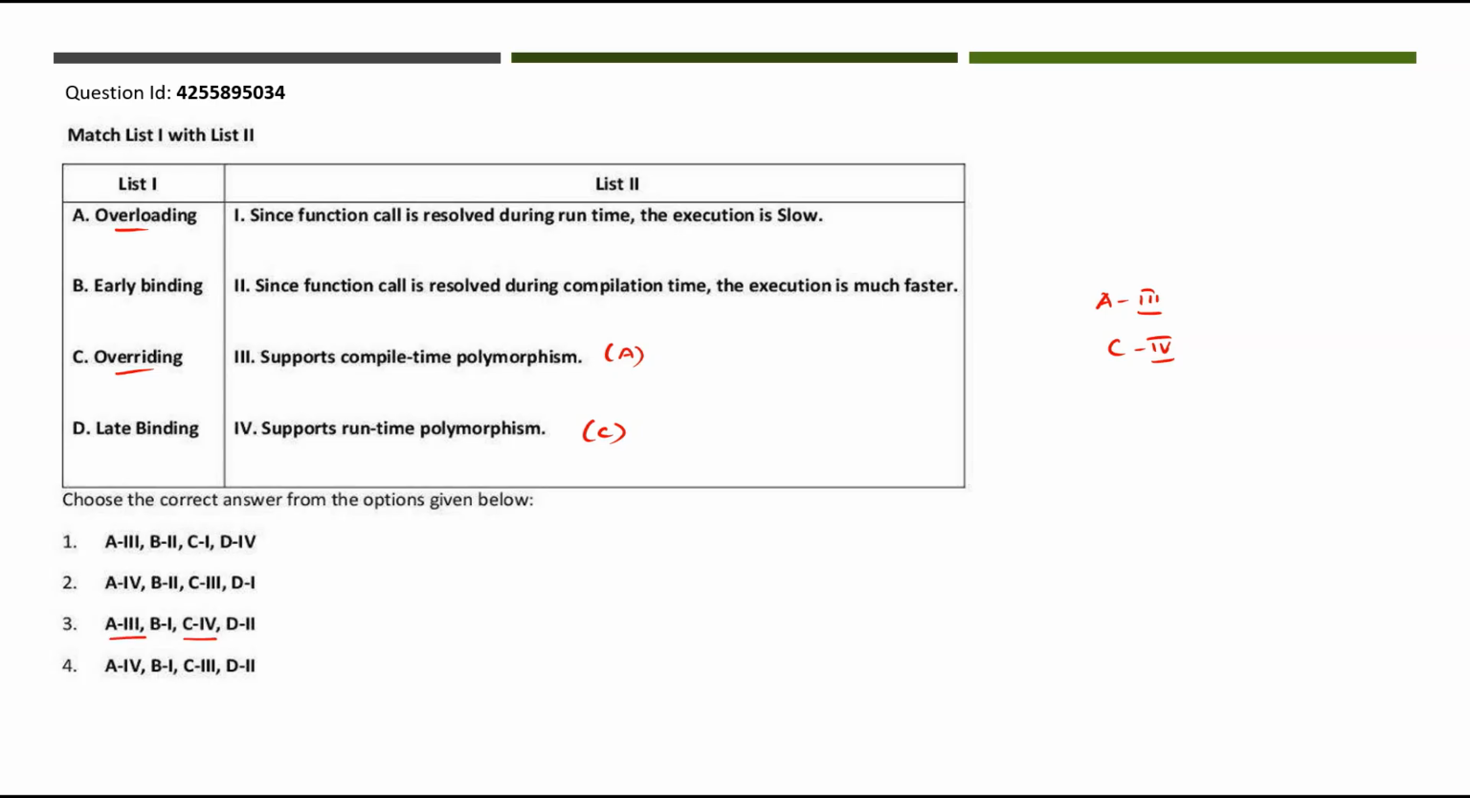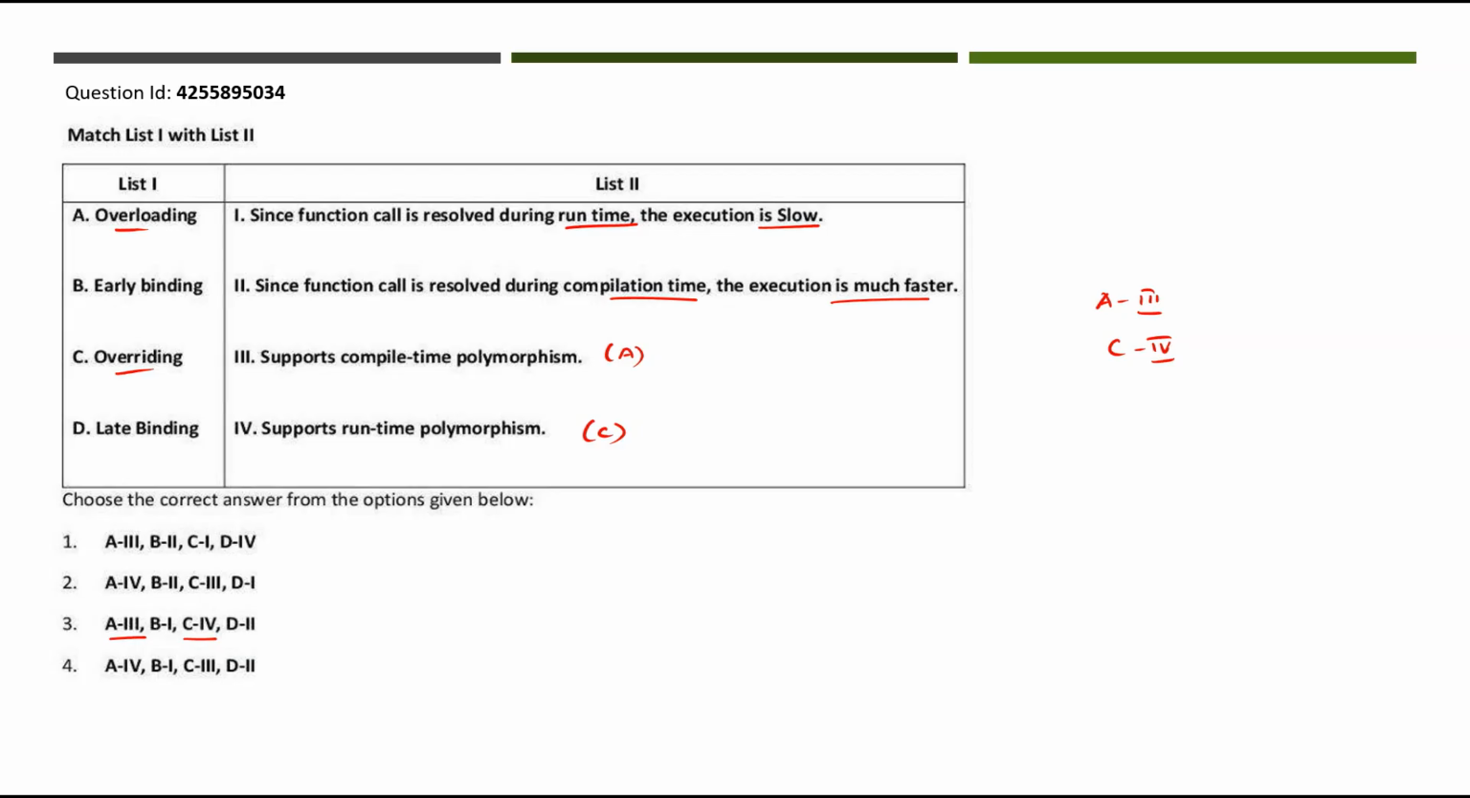What about early binding and late binding? This will also carry the same idea. When something happens during compile time, the execution will be faster. When something happens at runtime, only during the runtime you are going to substitute a value or do a function call. The execution will take some more time. I mean, it will be slower. So now we will see, since function call is resolved during runtime, the execution is slow. So the slower execution happens because of resolving in runtime. And since the function call is resolved during compilation time, the execution is much faster.